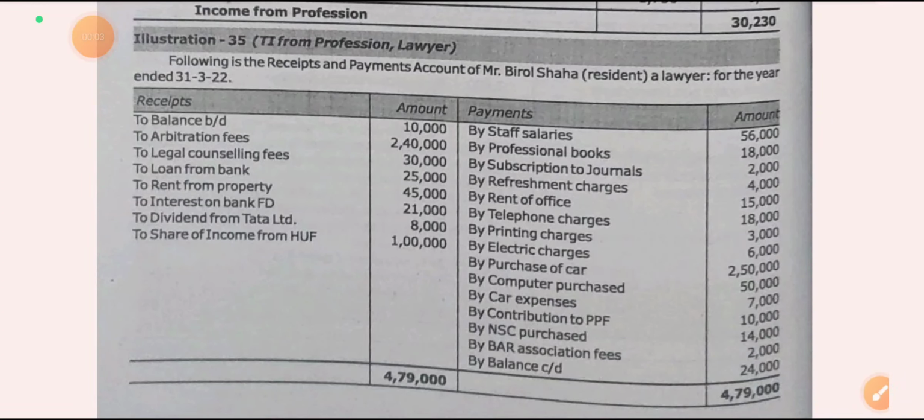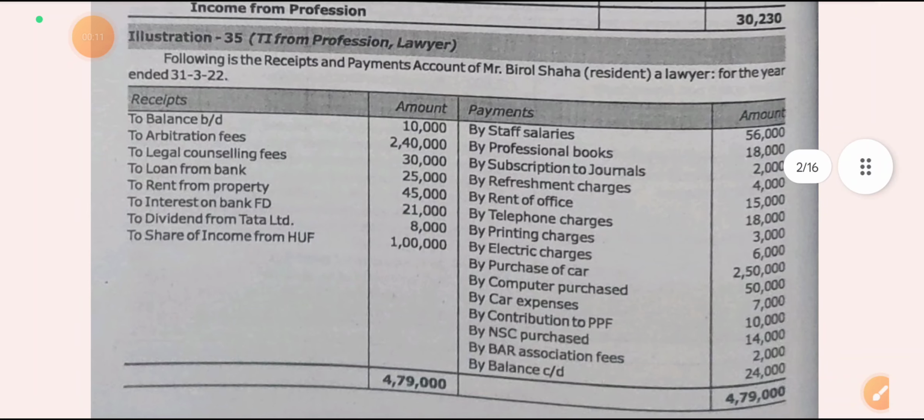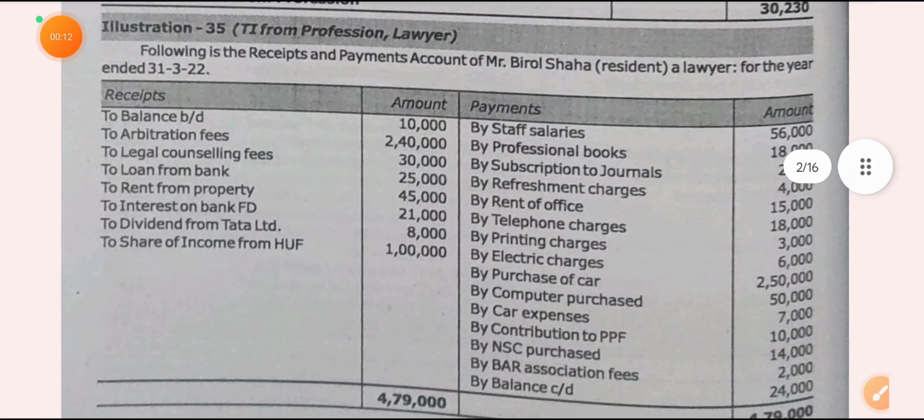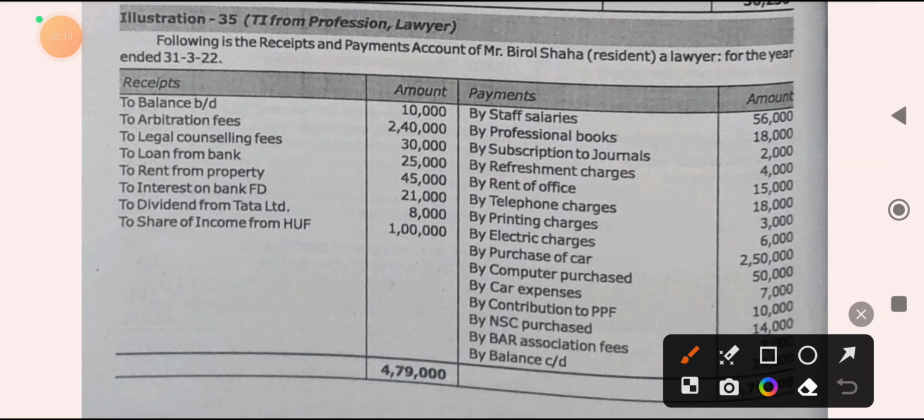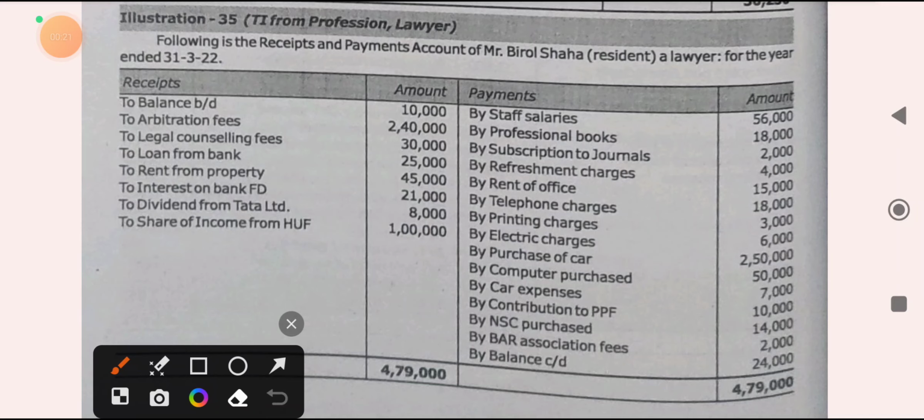I thought of giving you one more video relating to a profession-related problem. One question we also didn't do on YouTube, so let us solve one professional-related problem. Here you can see the following is the receipts and payment account of Mr. Bayrol Shah, resident lawyer.